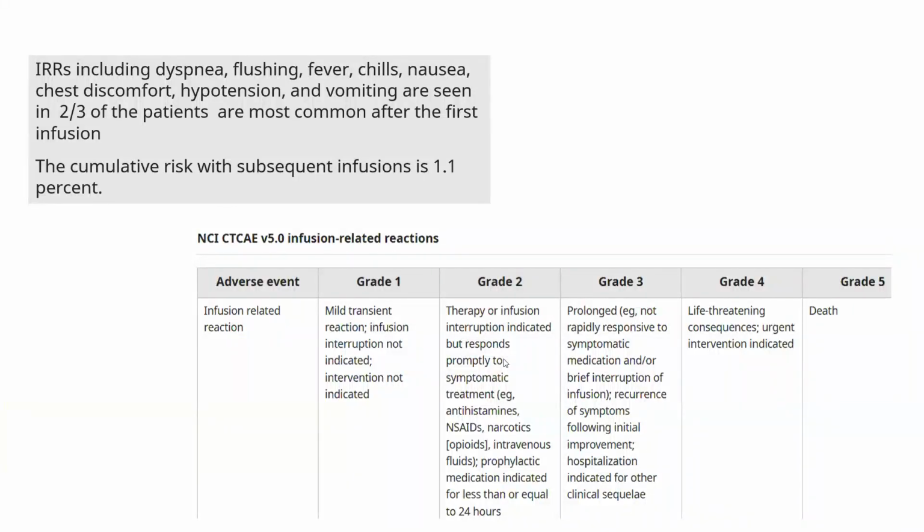The infusion related reactions generally will be like the patient will have flushing, sudden onset dyspnea, fever, chills, nausea, chest discomfort, hypertension, vomiting. This is very common after the first reaction, and then you grade the reaction. Then depending on that, we further manage.